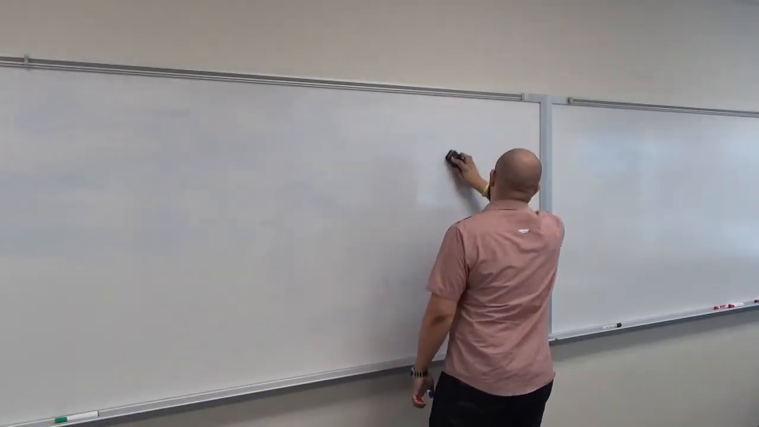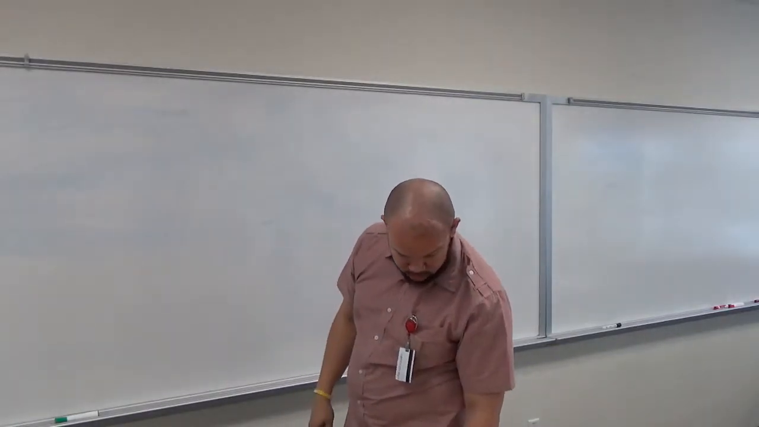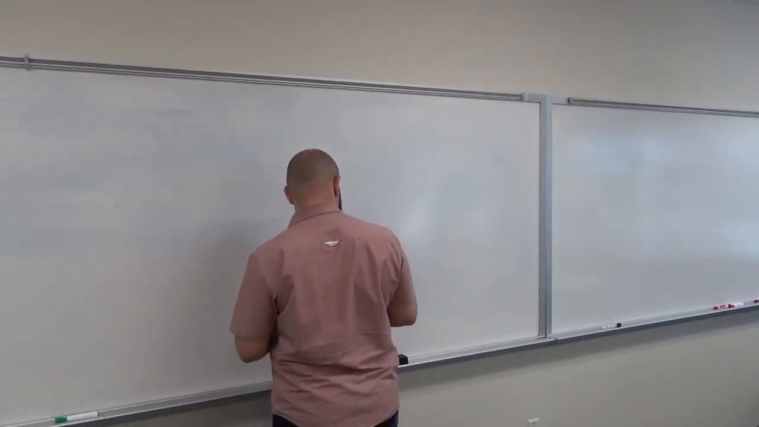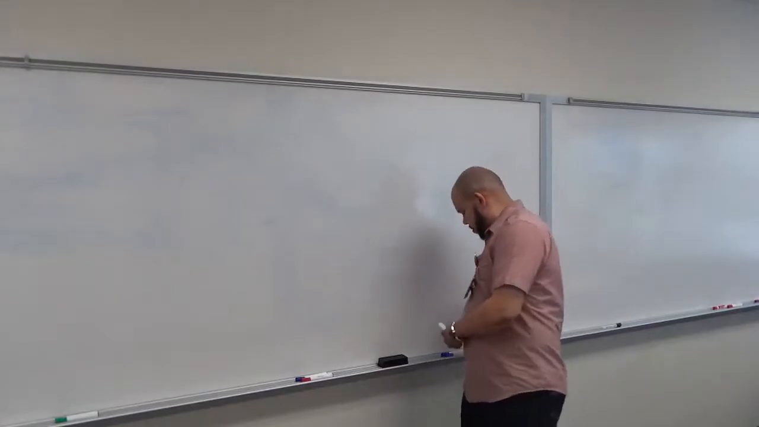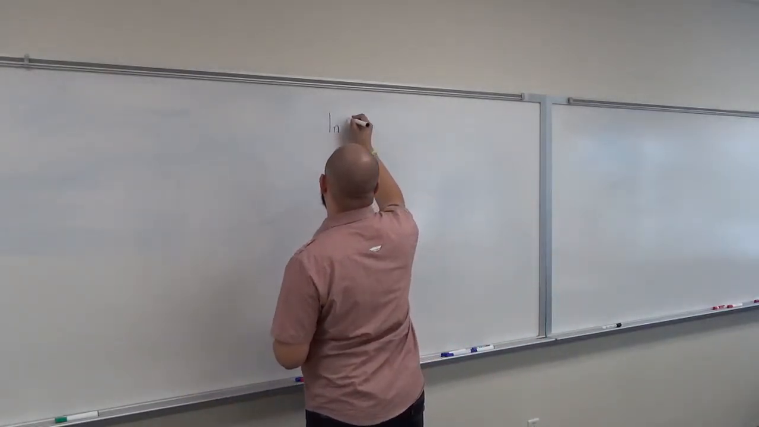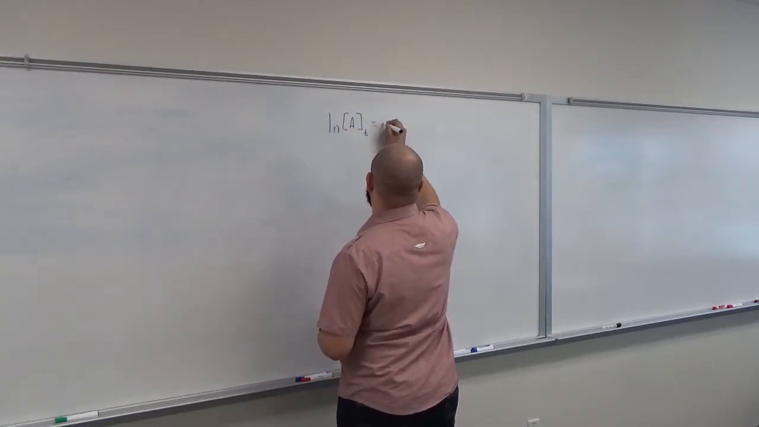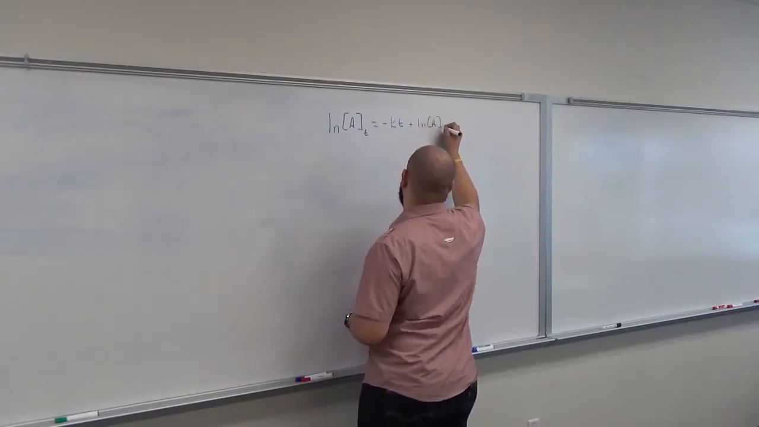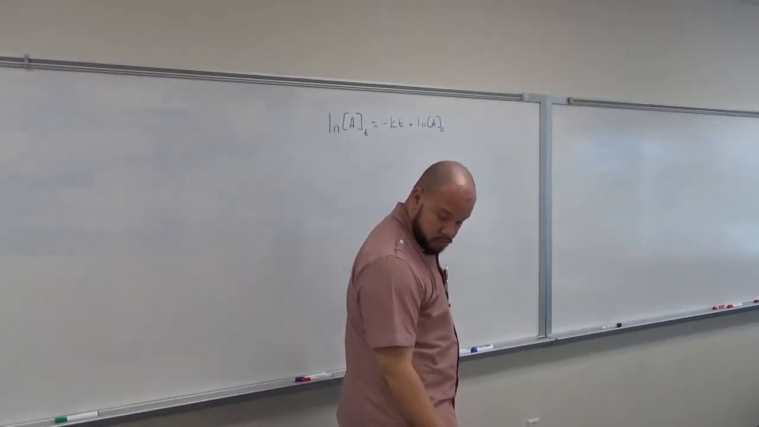So if we remember anything about our first order kinetics, and if we look at our reference materials, the first order kinetic rate law, we should remember, is natural log of the concentration of A at time T is equal to negative KT plus natural log of the concentration of A at time zero, if I remember correctly.